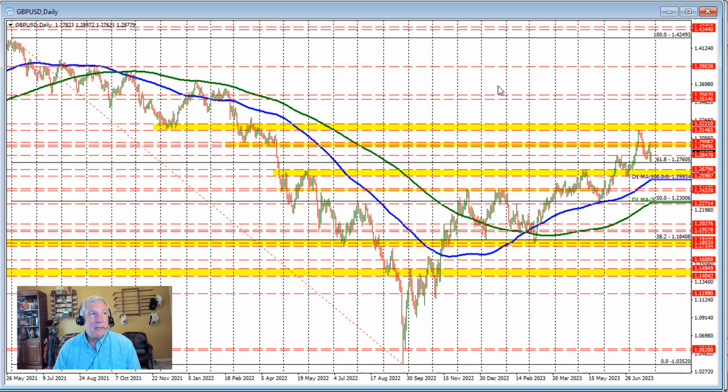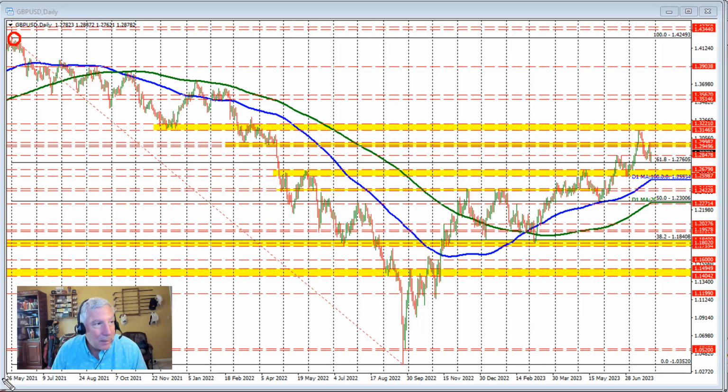What we see on the daily chart of importance here is that at the low price, not only did it find support on the hourly chart at those support targets, but we also have the 61.8% retracement of this longer term move down from the high going all the way back to May of 2021 to the low price that we saw in 2022. 61.8 comes in at 127.60, and that's about where the price bottomed in trading this week.